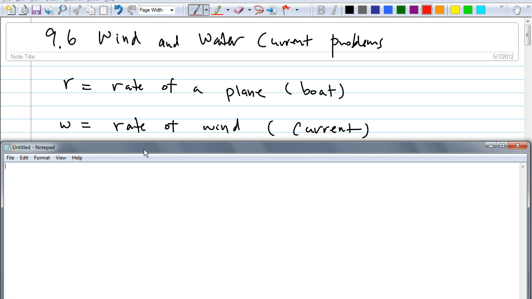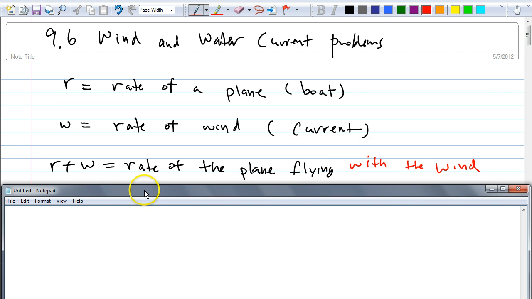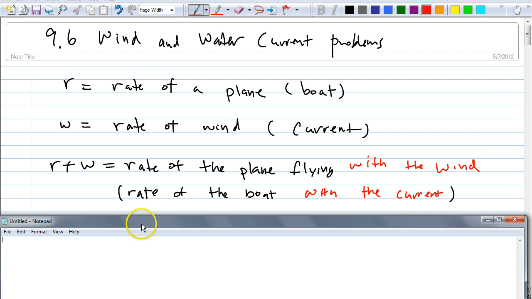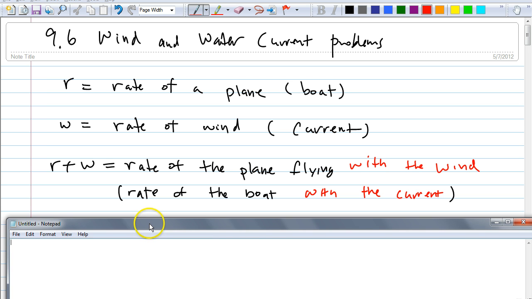And what would R plus W represent? Yeah, if you're going with the wind, right? Either on an airplane or a boat. Okay. So the rate of the plane flying with the wind, or the rate of the boat with the current. Okay. I could use W for both because wind and current, water, same way.